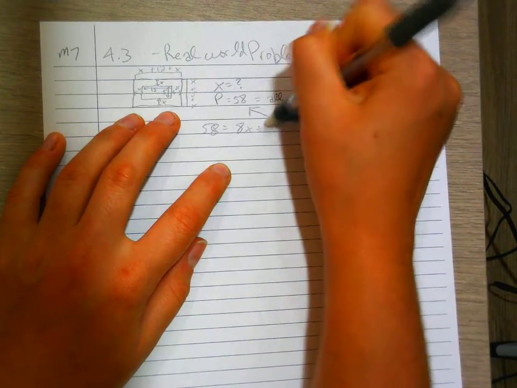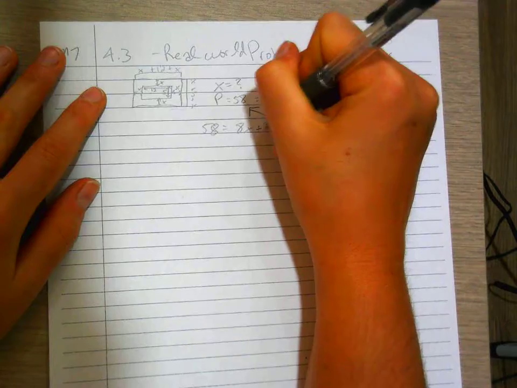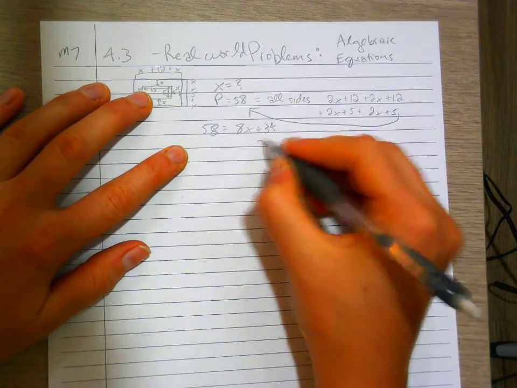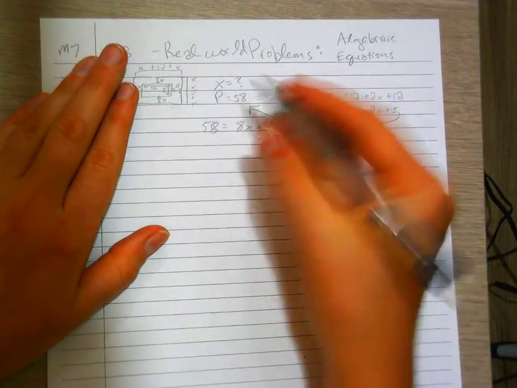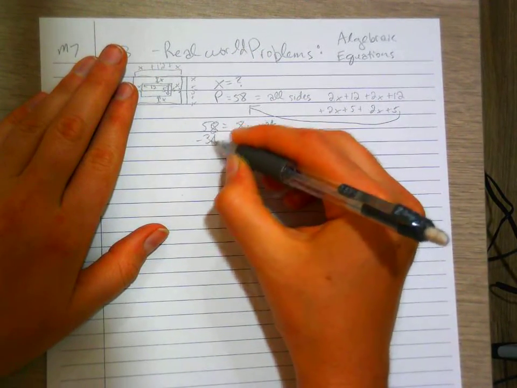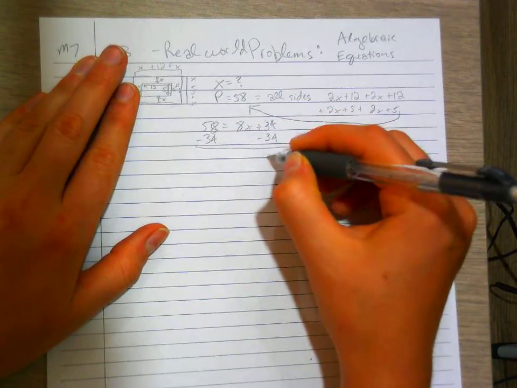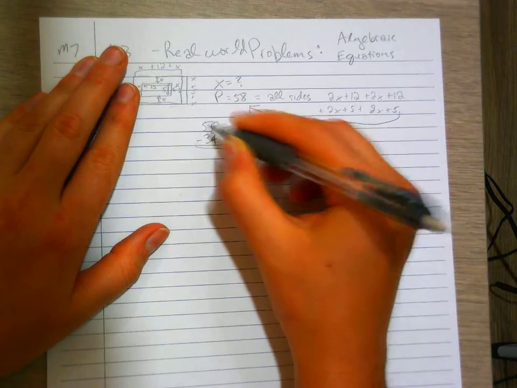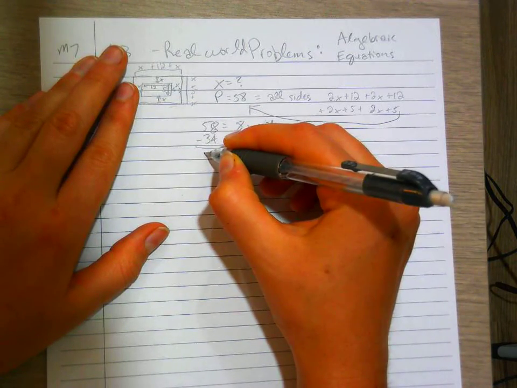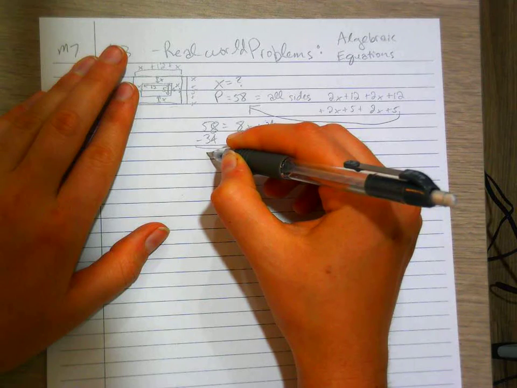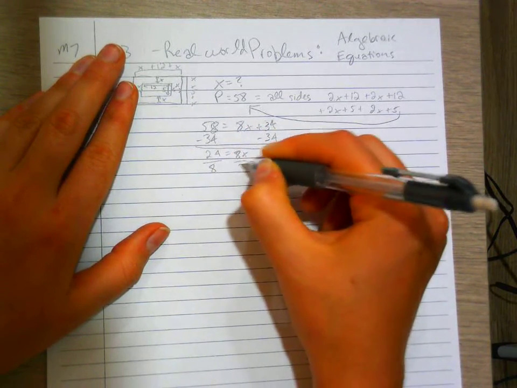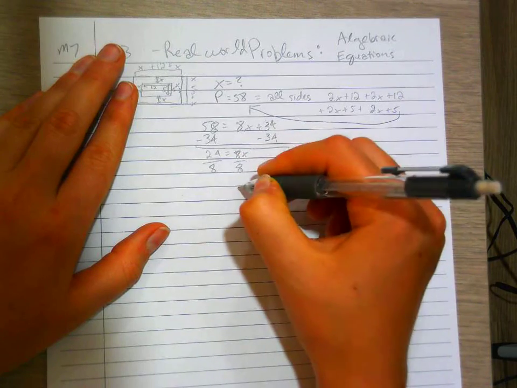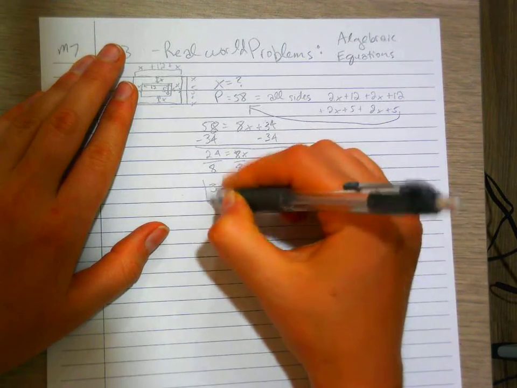Now we need to get rid of the 34 on that side. We subtract, we don't want our equation to be unbalanced, so we subtract from this side as well. Those cancel. We get 8x here. This side we get 24. Now we're going to divide both sides by 8 so that those cancel. And then x becomes 3. So we figured out the width of our frame here is 3 inches.